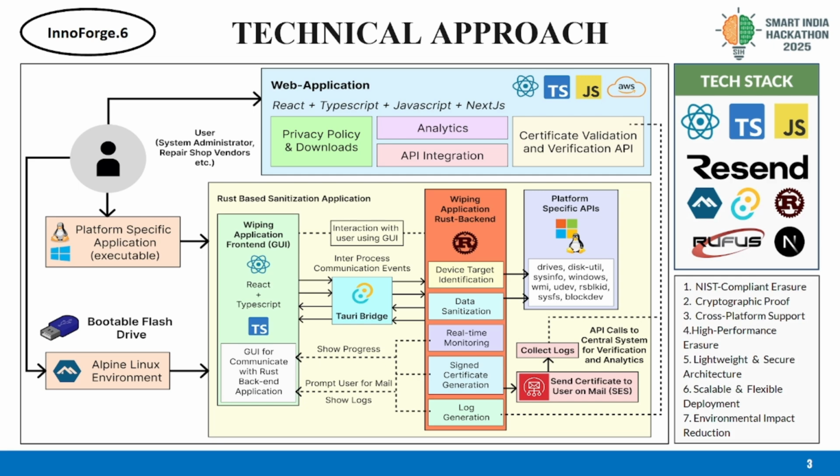Let's understand exactly what architecture we have designed for this application. This is our basic application architecture. First of all, we have a web application, which is our main website on which our download links and versioning of software will be provided to the user. It will be a simple web application designed in React, TypeScript, JavaScript, and deployed on AWS. We have our privacy policies and download section in it.